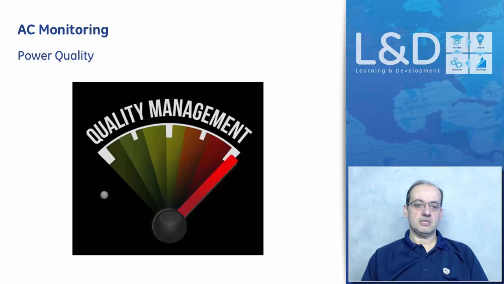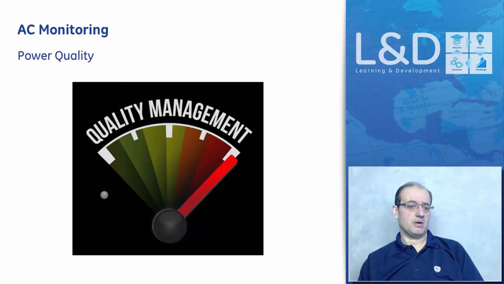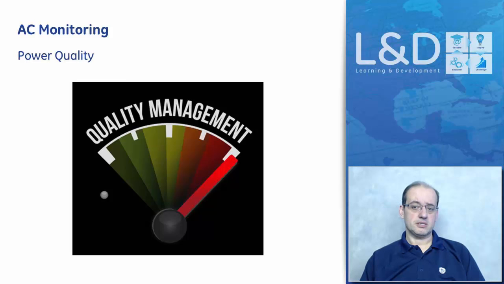So we have discussed the statistical data. Power quality data has to do with the swells, sags and interruptions. This data is related to the root mean square voltage profiling and is recorded again in a COMTRADE file that can be viewed using any COMTRADE viewer. This is how we measure power quality for AC monitoring, using the sags, swells, and interruptions.